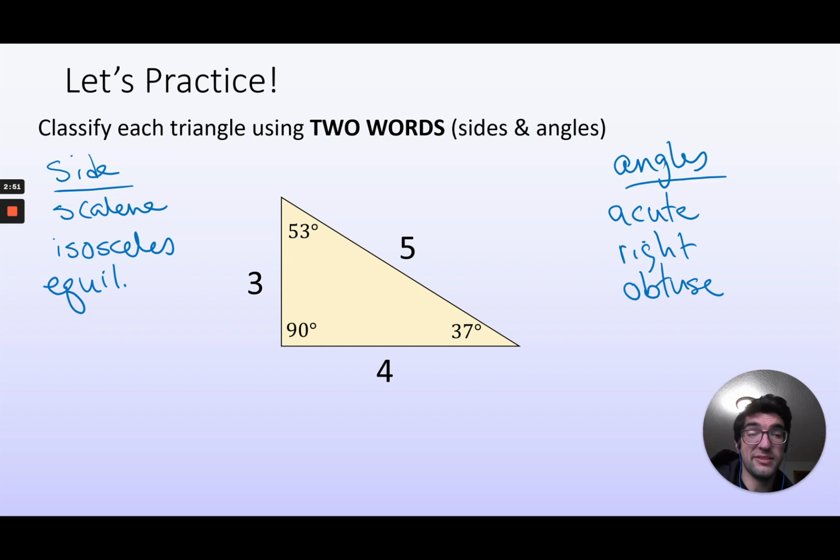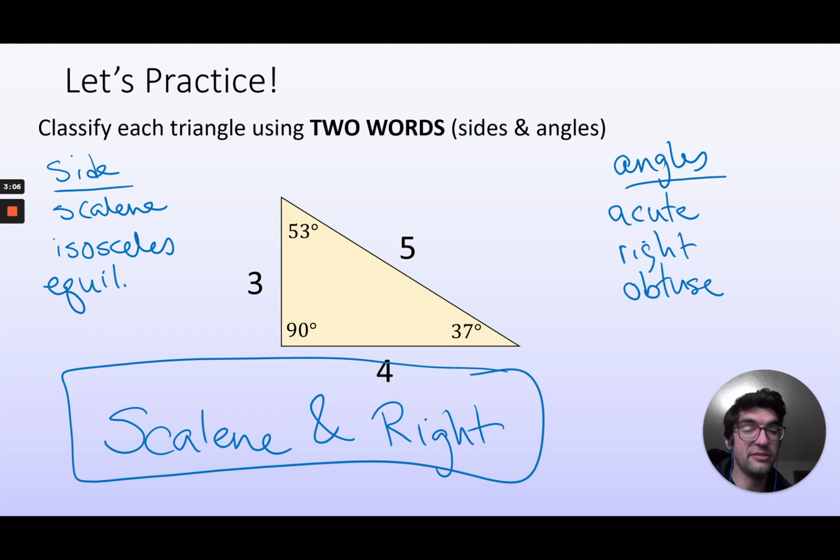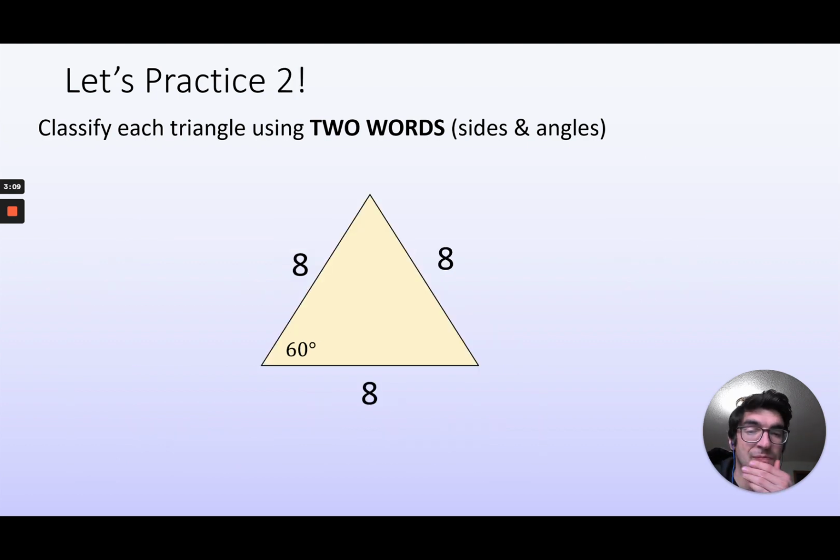So for this one, let's see, the sides, 3 and 4 and 5, are all different lengths, so we call it scalene based off the sides. Now, looking at the angles, 37, 53, 90, the angles tell me it's a right triangle. So this triangle is both scalene and it's right. Okay, how about this one?